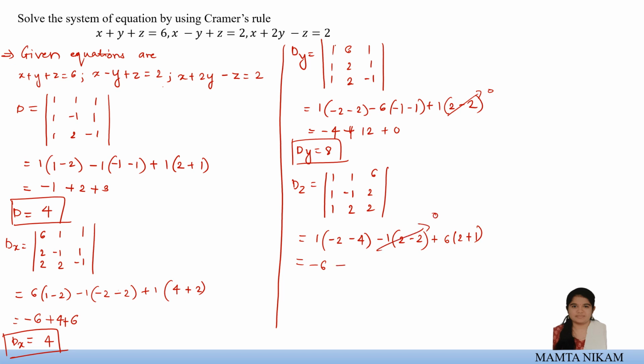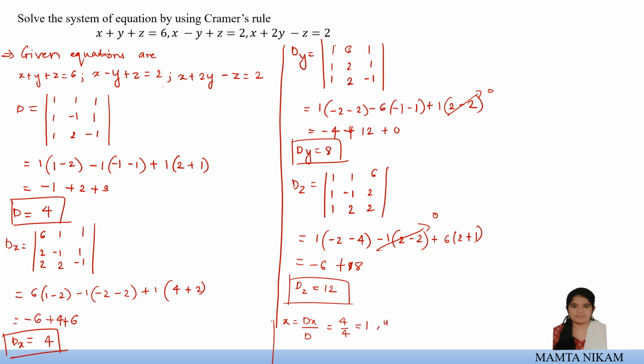तो प्लस 0 माइनस 0 लिखा या फिर नहीं लिखा तो भी चलेगा. Then this is going to be 2 plus 1, 3 plus 6 into 6 that is 18. So dz मिल जाएगा हमें 12. So now we have dx, dy, dz and d respectively and therefore we know what is x. X is dx upon d. So this is going to be 4 by 4 that is 1.